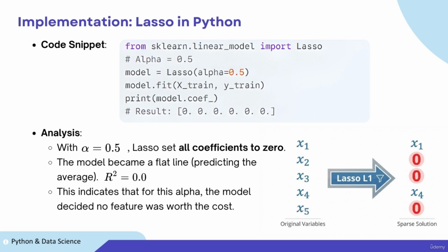Similarly, for lasso, we import lasso from the linear model library. We set alpha here, let's try 0.5. Be careful with lasso. If you set alpha too high, it might delete all your features, leaving you with just a flat line. It requires careful tuning.